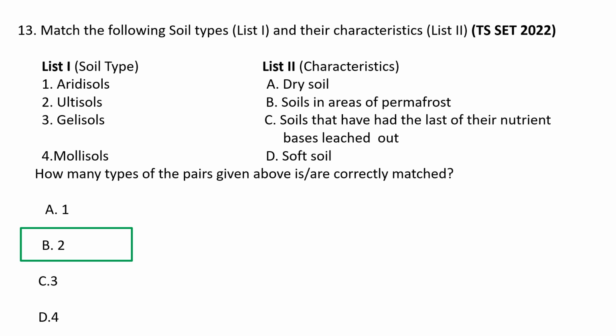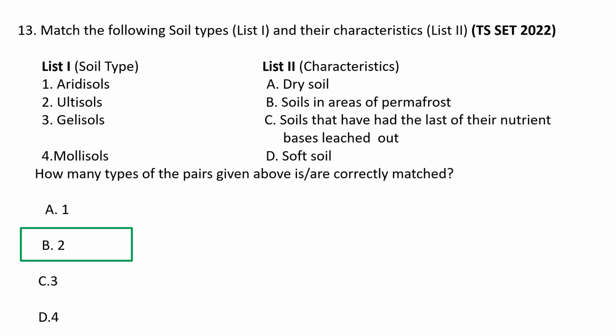And gelisols, these are soils of the very cold climate, or we can say that these are soils in the areas of the permafrost. So how many pairs are correctly matched? Aridisols, dry soil, is correct. And ultisols, as soils in permafrost, is not correct. Actually these ultisols are nothing but the soils that have leached. So 2C, it matches C.